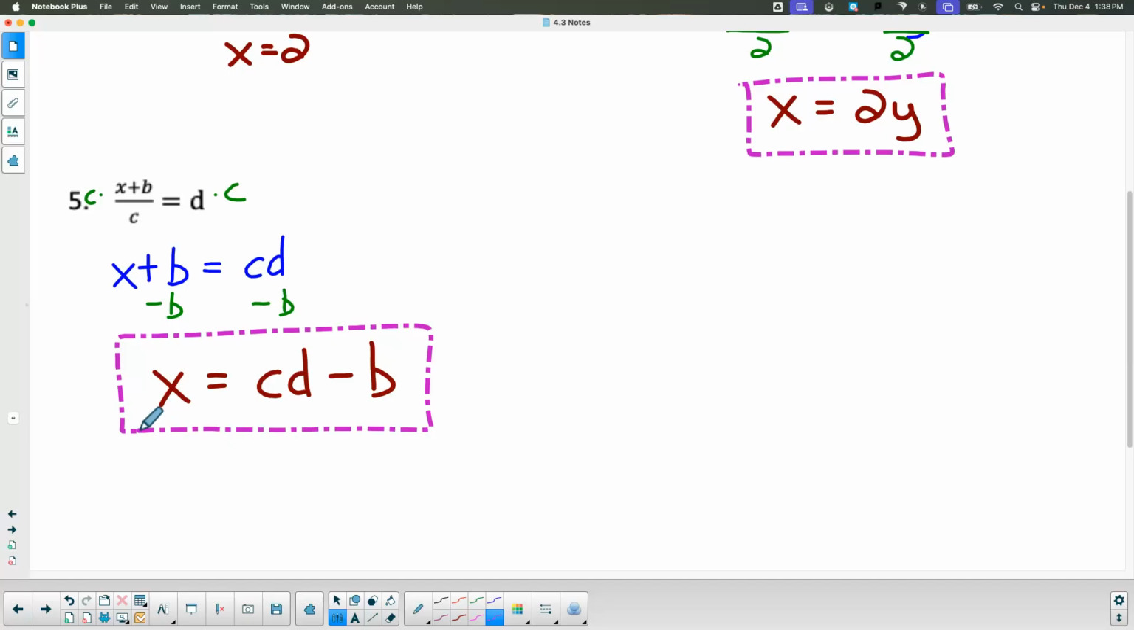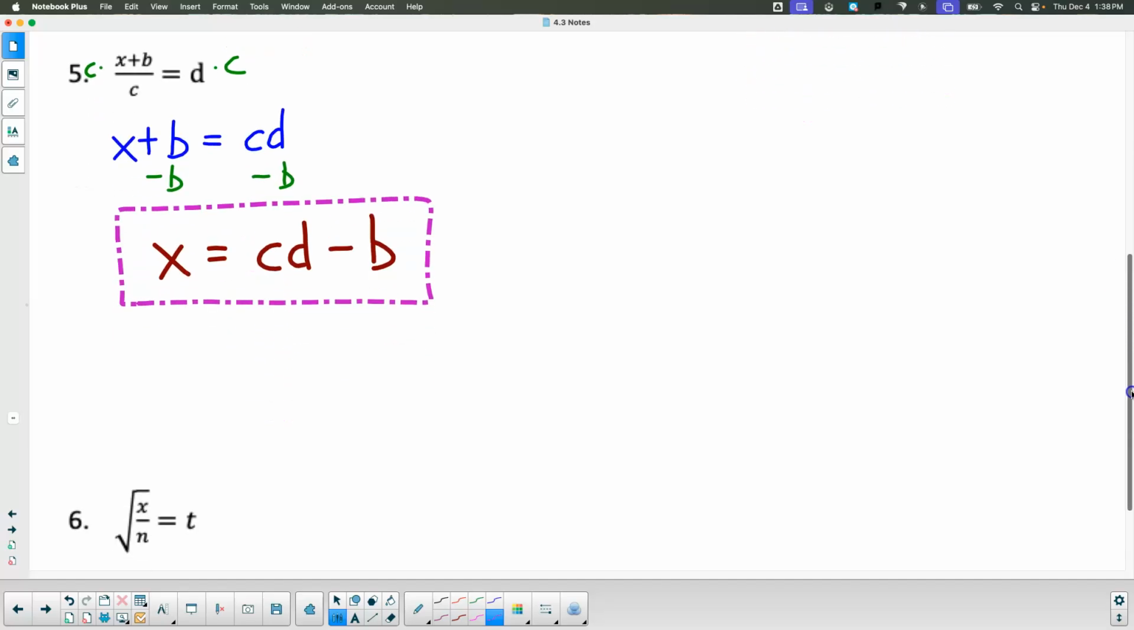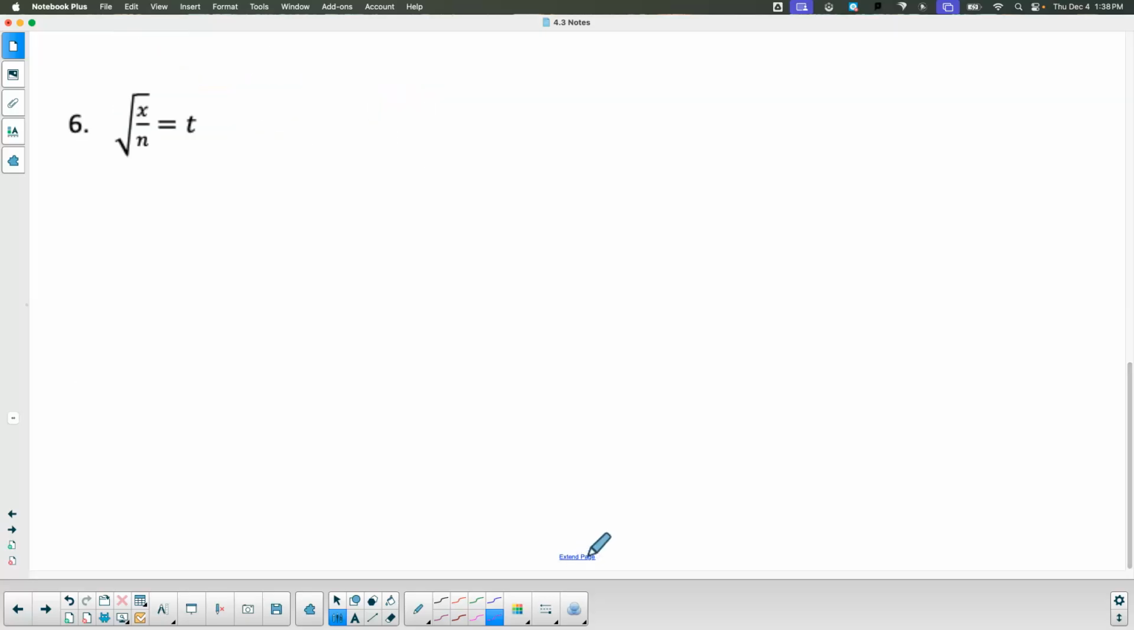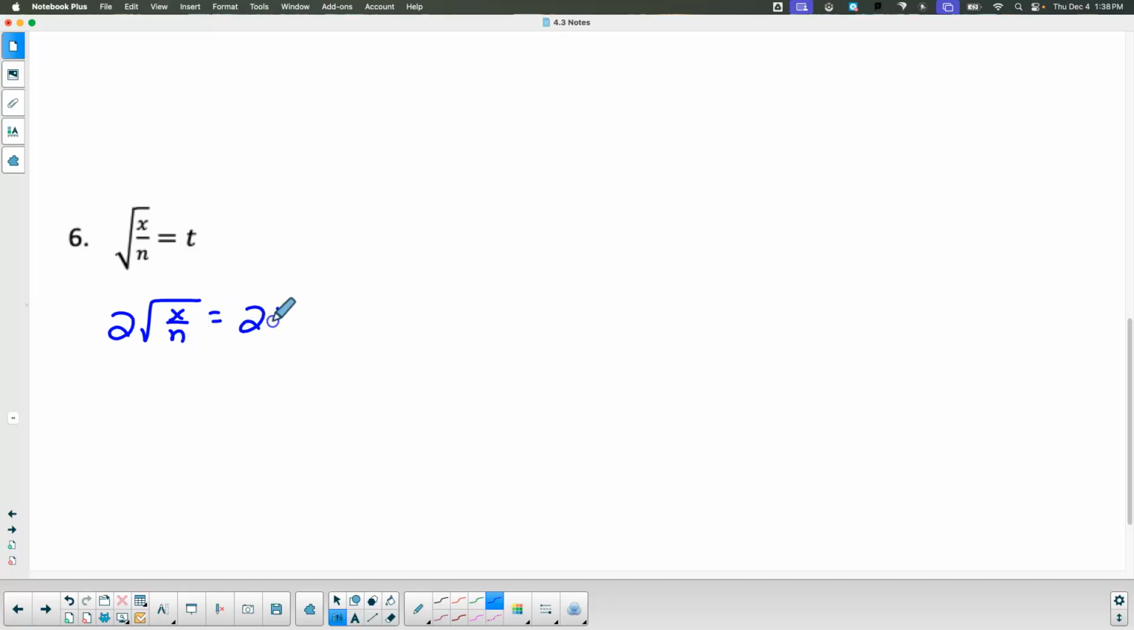Let's do number 6. 6 scares you a little bit? Yeah. Okay. A little intimidating? What do you want to do first? That would give me, if I multiplied by 2 on both sides, I would get 2 square roots of x over n equals 2t. So I don't want to multiply by 2 on both sides.